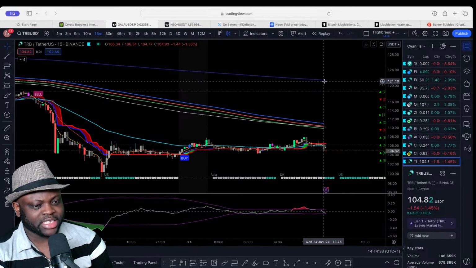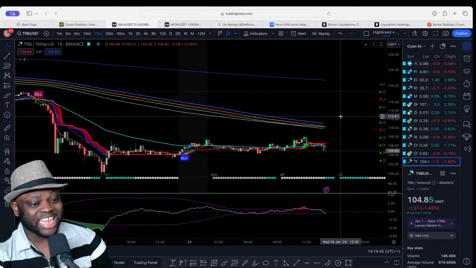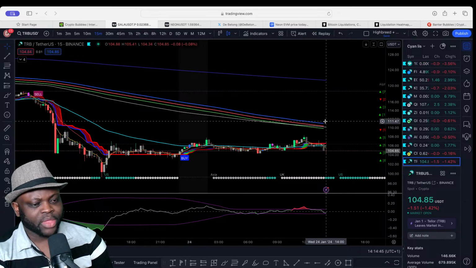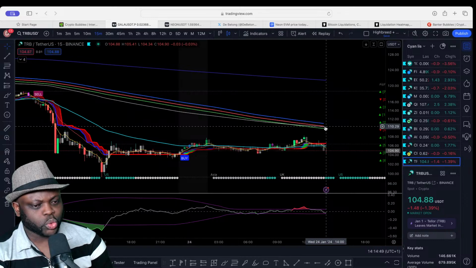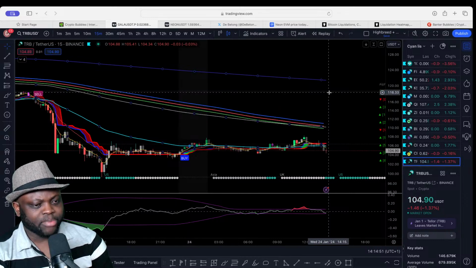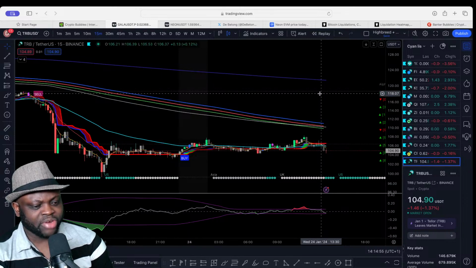I don't know if that's going to be around $118 or $120, but I know that if the market opens, we can see price first of all go to 110, then maybe price can keep going upward towards this, where this indicator is, this 800 moving average, right?